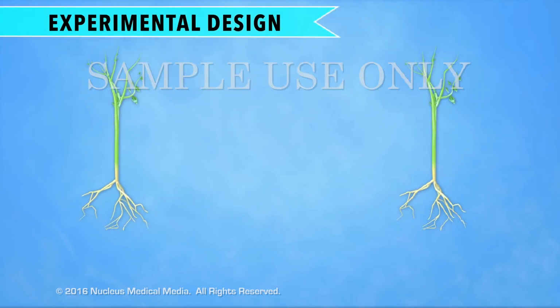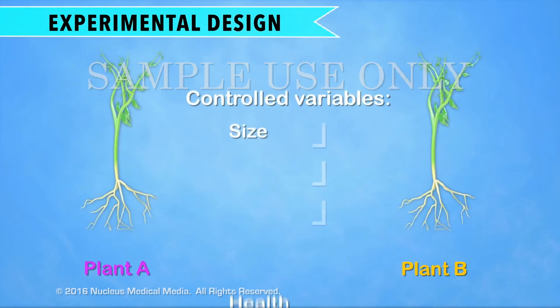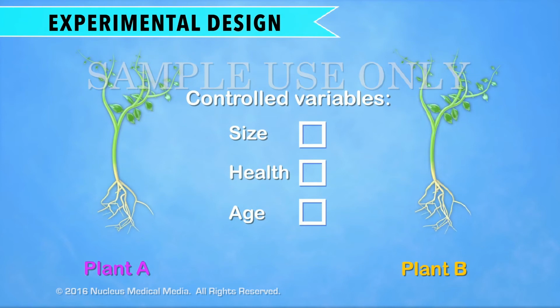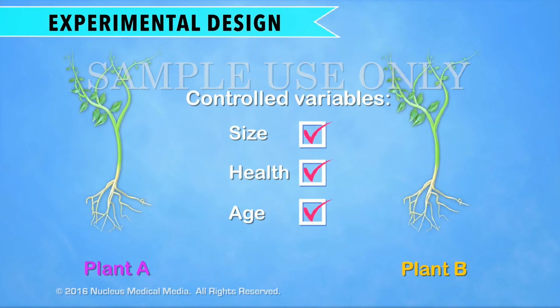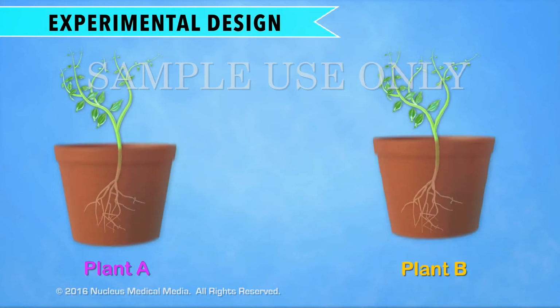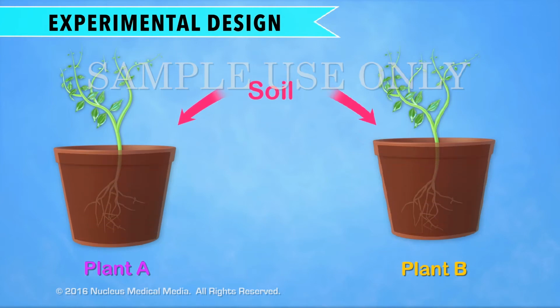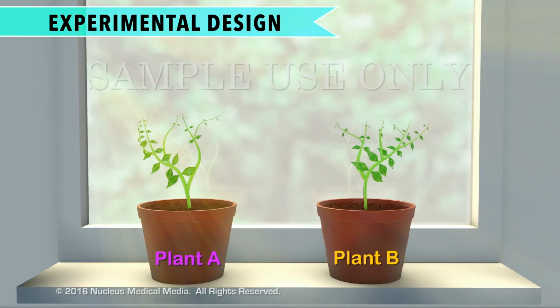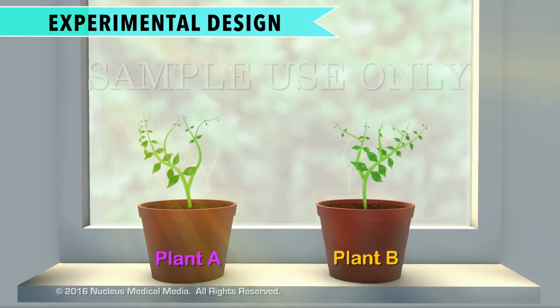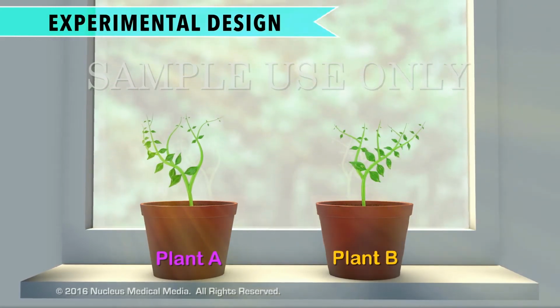First, you would get two plants of the same species. Let's call them plant A and plant B. Everything about the plants should be exactly the same, including their size, health, and age. Next, you would put each plant in identical pots with the same amount of the same kind of dirt or soil. You would water them both the same amount at the same times. You would also put the plants next to each other in the same place, such as a windowsill, so that they're both exposed to the same amount of sunlight and kept at the same temperature.